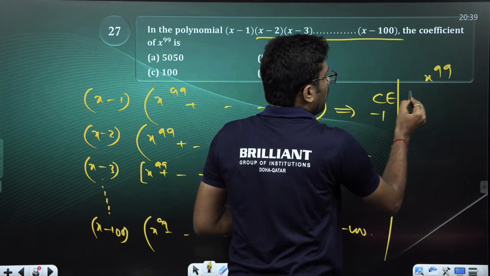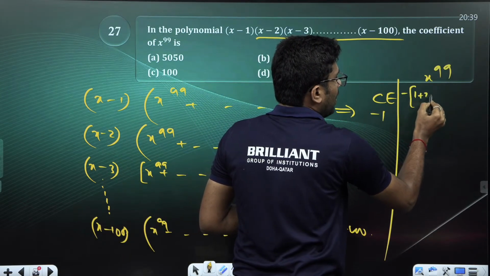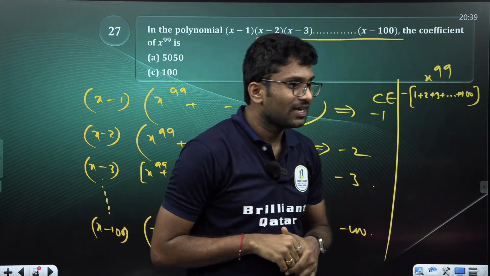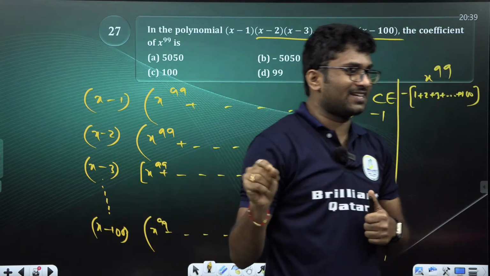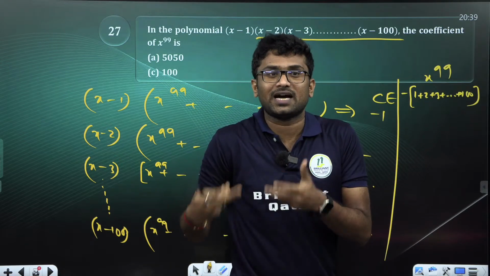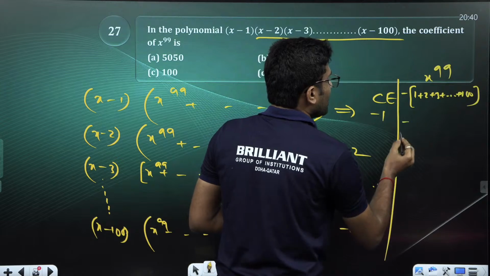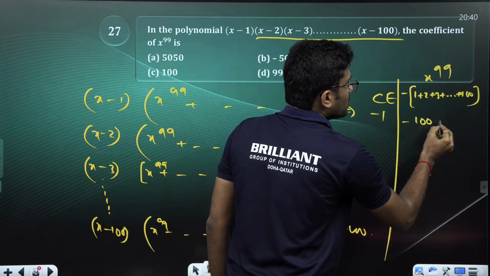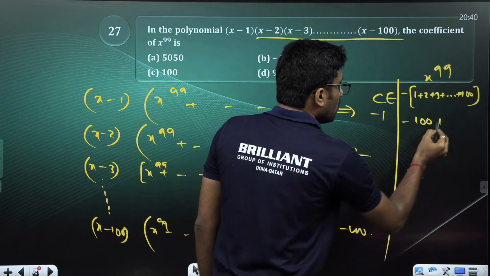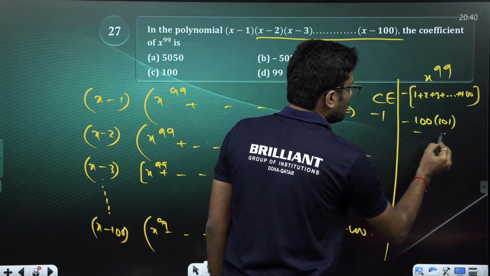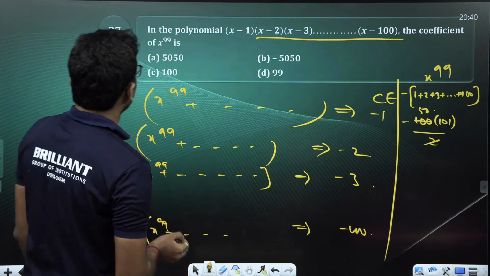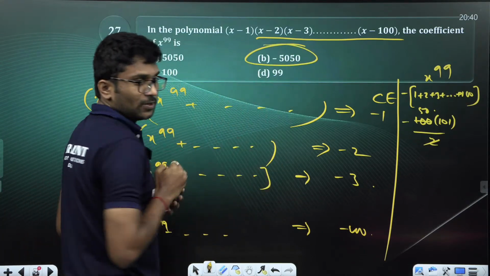X power 99 coefficient, if we take minus common, 1 plus 2 plus 3 and so on till 100. So this is nothing but the sum of the first 100 natural numbers. The sum of the first 100 natural numbers is n into n plus 1 by 2. 100 into 100 plus 1, which is 101, whole divided by 2. 2 1s are 2, 50s are. Now 50 into 101, we get negative 5050.